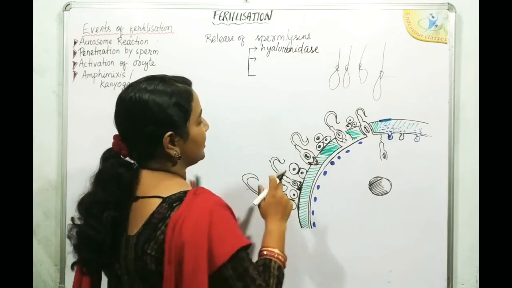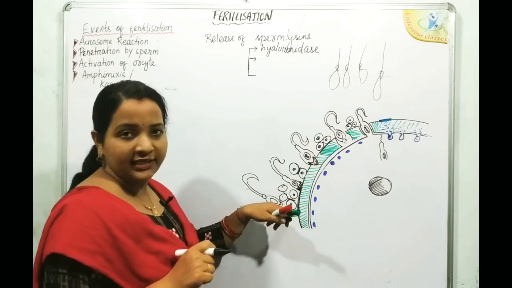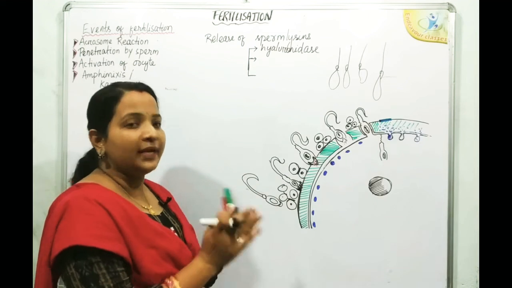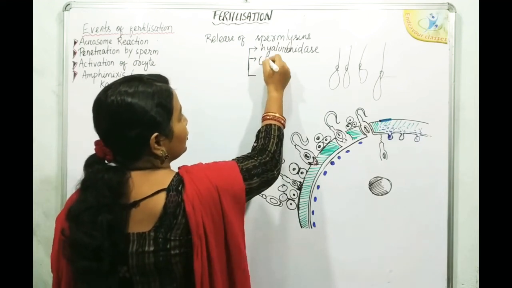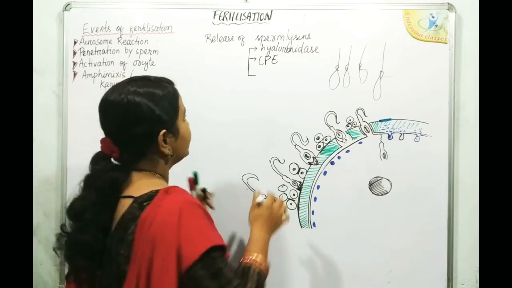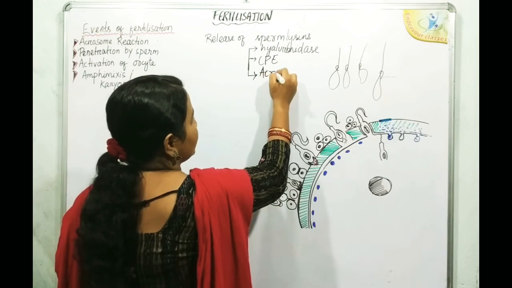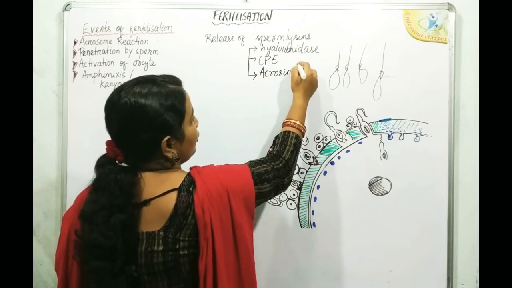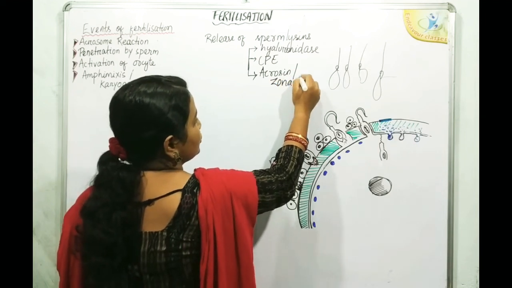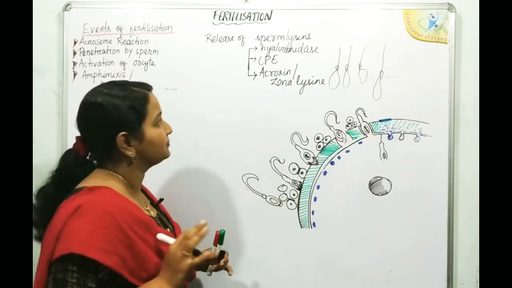So this enzyme digests the hyaluronic acid present between the corona radiata cells, so that the bond between the corona radiata cells will break. And next is corona penetrating enzyme, which digests the corona radiata cells. Then the final enzyme, which is called acrosin, or it is the zonalysin, which digests the zona pellucida layer.